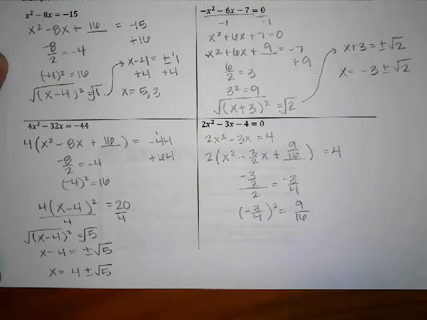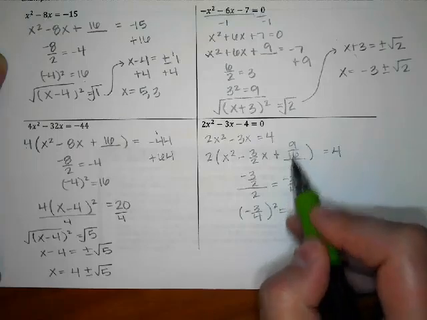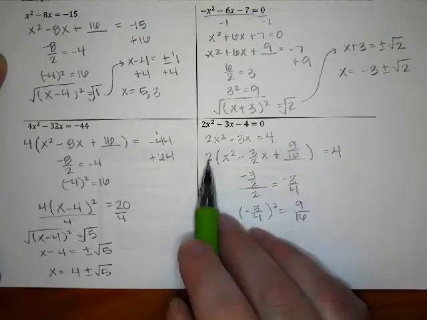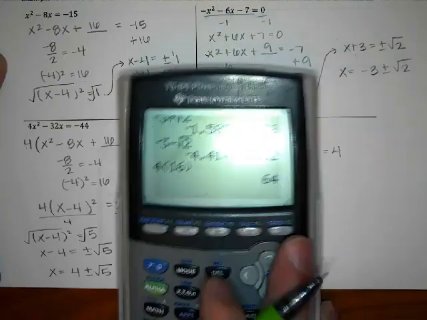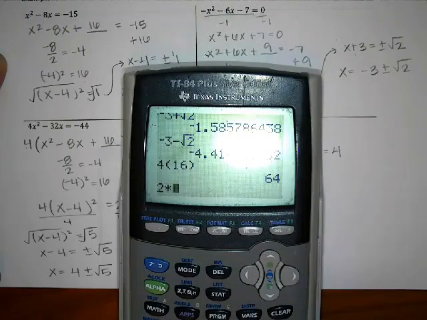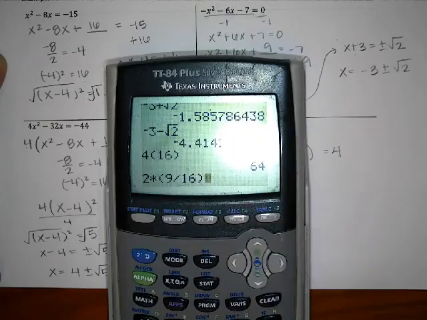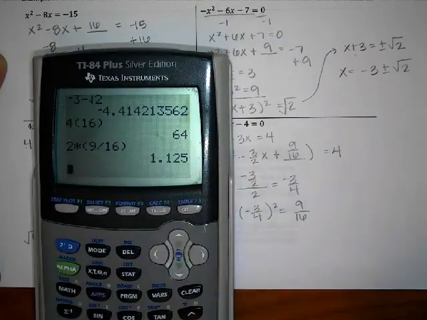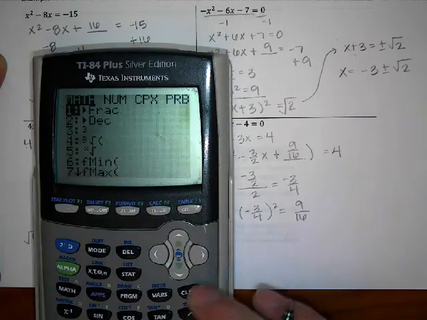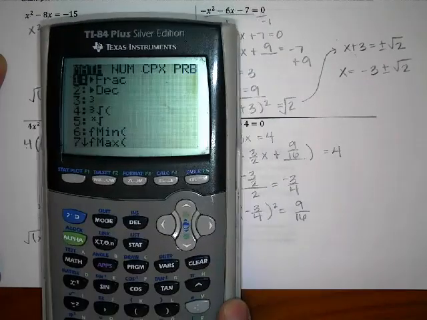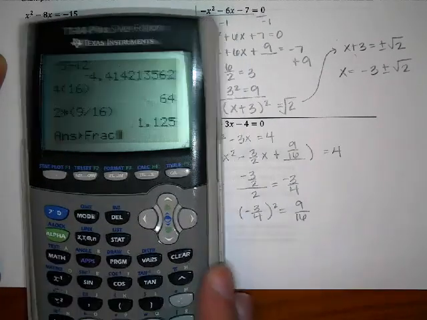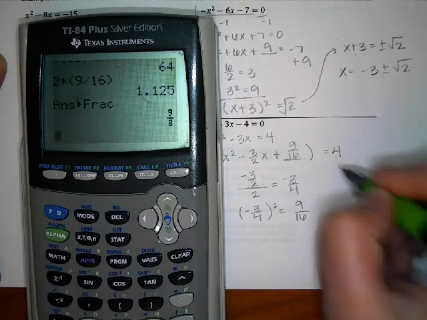But I didn't really add 9 over 16 to the left side. I really added 2 times 9 over 16. And if this is getting a little bit too much with the fractions for you, you can do 2 times 9 divided by 16. It'll give you the decimal. You can use the decimal if you're more comfortable with that, or I'm going to go ahead and stick with fractions. Let me show you what I typed in. I hit the math button. That turns it into a fraction for me. If I use option number 1, the fraction is 9/8.